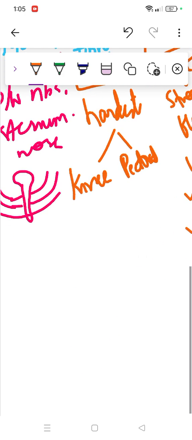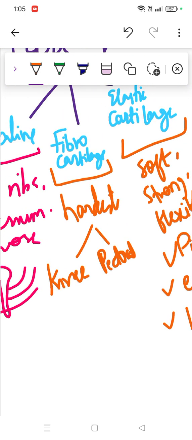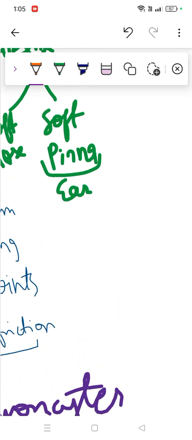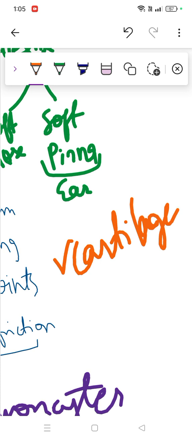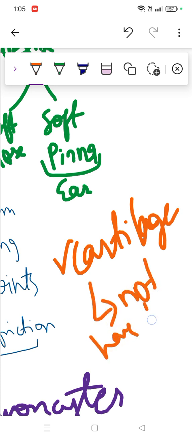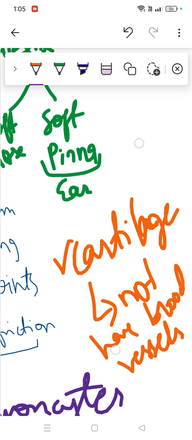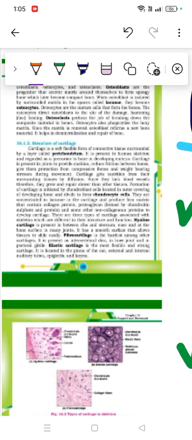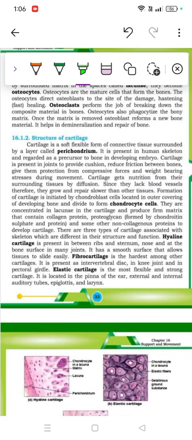So I hope these three types are very clear. Three types, very important. And another very important point: cartilage does not have blood vessels. So let's read it out so that we understand it more nicely. Let me add pictures again. So here it comes, let's read it out.